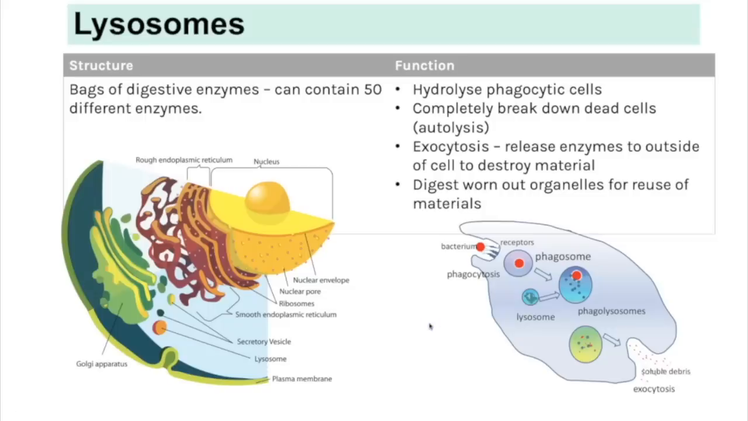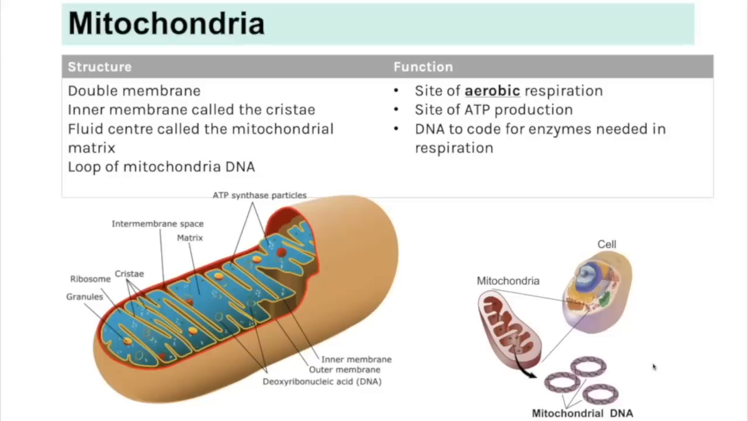Lysosomes are bags of digestive enzymes, and this is often involved in phagocytosis. So the enzymes that are required to hydrolyse the bacteria or virus, whatever it might be, would be in a lysosome. There'll be exocytosis, which is where the products are going to be released to the outside after it's been destroyed. The mitochondria is the site of aerobic respiration. So you'll have lots of ATP production here.